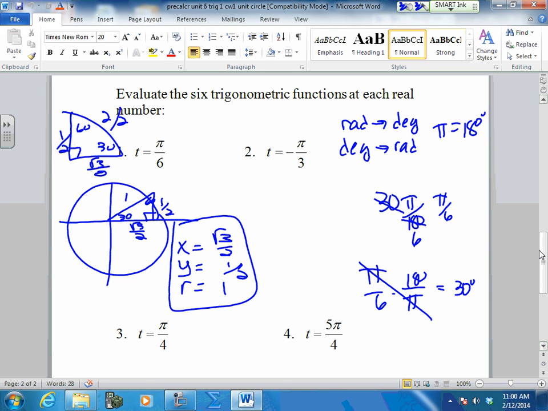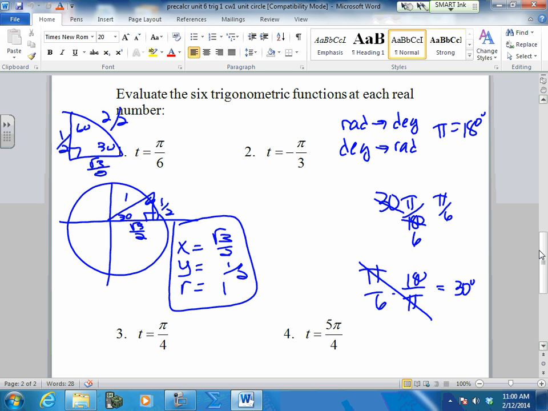So my cosine is x over r. My cosine is automatically my x value. My sine, y over r, automatically my y value. My tangent, y over x. Reciprocals, you can take these guys, take the reciprocals of them, right? To find your 6 functions.